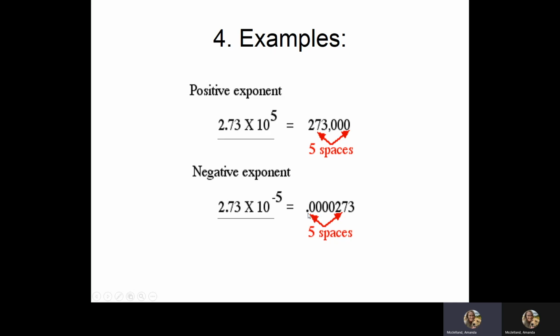If it's a very small number, I already have a decimal point, and I need to move it again to a place between the 2 and 7, where I have a number between 1 and 9.9, 2.73, and I moved it 5 spaces again, but this time to the right. So it's a negative exponent. So very large numbers will have positive exponents. Very small numbers will have negative exponents.